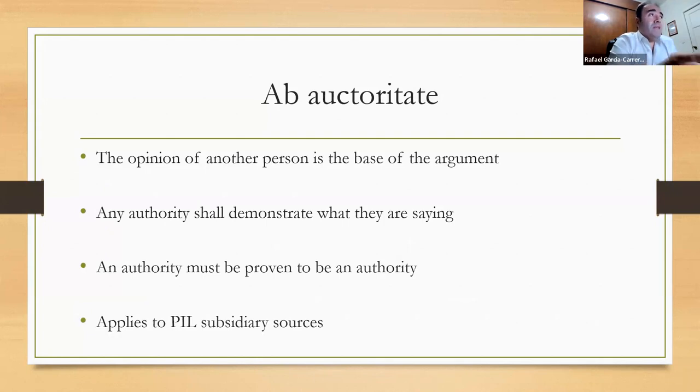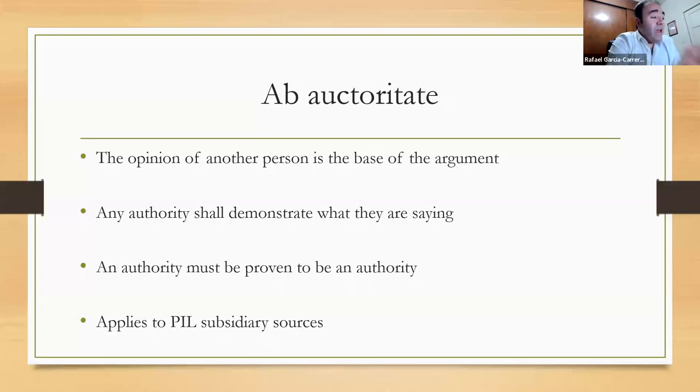Then we have another one, and this is very dangerous for you because it goes exactly to the kind of arguments that you are going to try to make in these kinds of competitions, and it's called ab auctoritate. Ab auctoritate means that the opinion of another person is the base of the argument. And I'm very well aware that you are required to present authorities for what you're saying in both your written and oral statements. But you have to be able to prove that an authority is an authority.